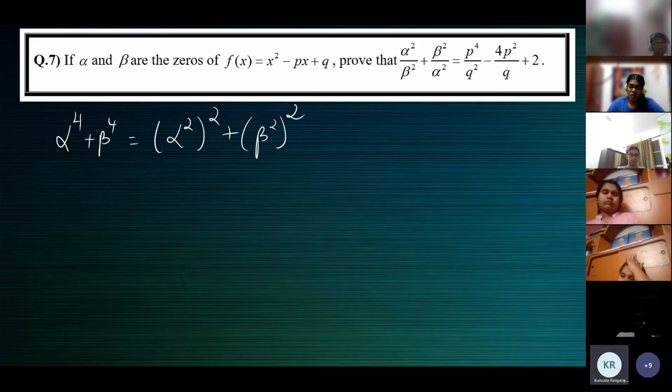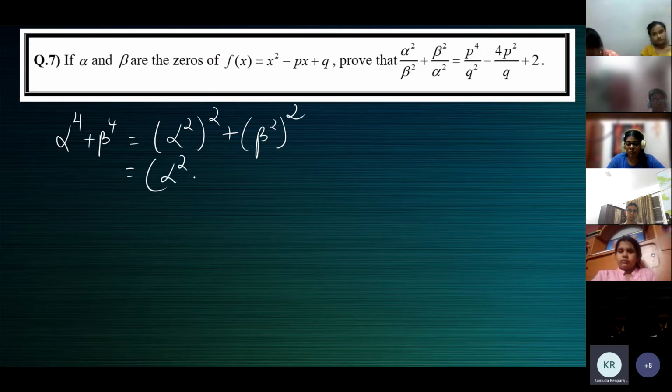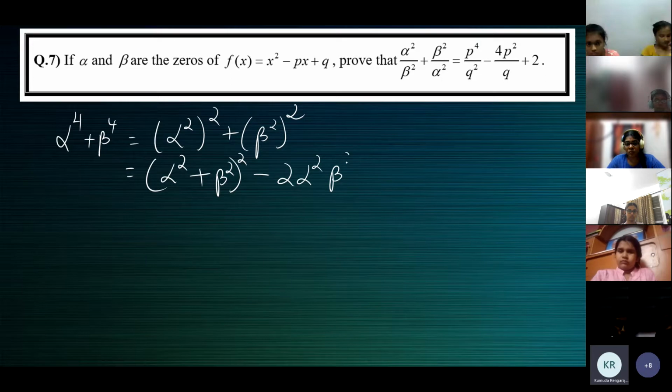See children, if it's difficult to remember, you can just do it in the rough column. When you come across such a situation in the test or exam, you can just work it in the rough column. First, treat it like a square plus b square. The power is 4. Write it as alpha square the whole square plus beta square the whole square. So this is like a square plus b square. What is a square plus b square? A plus b the whole square minus 2ab. What is a here? This one is a, and this is b. So a plus b the whole square minus 2ab.